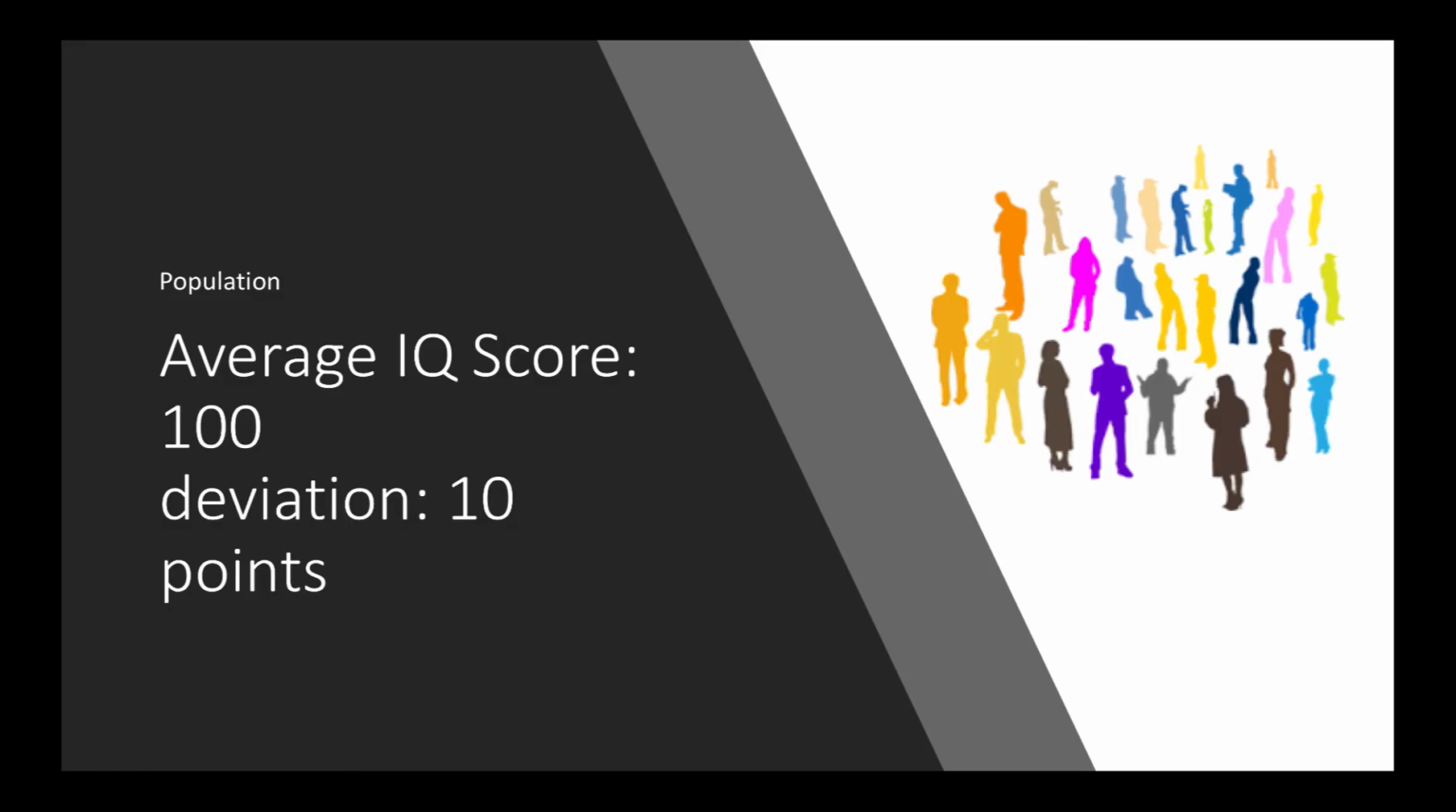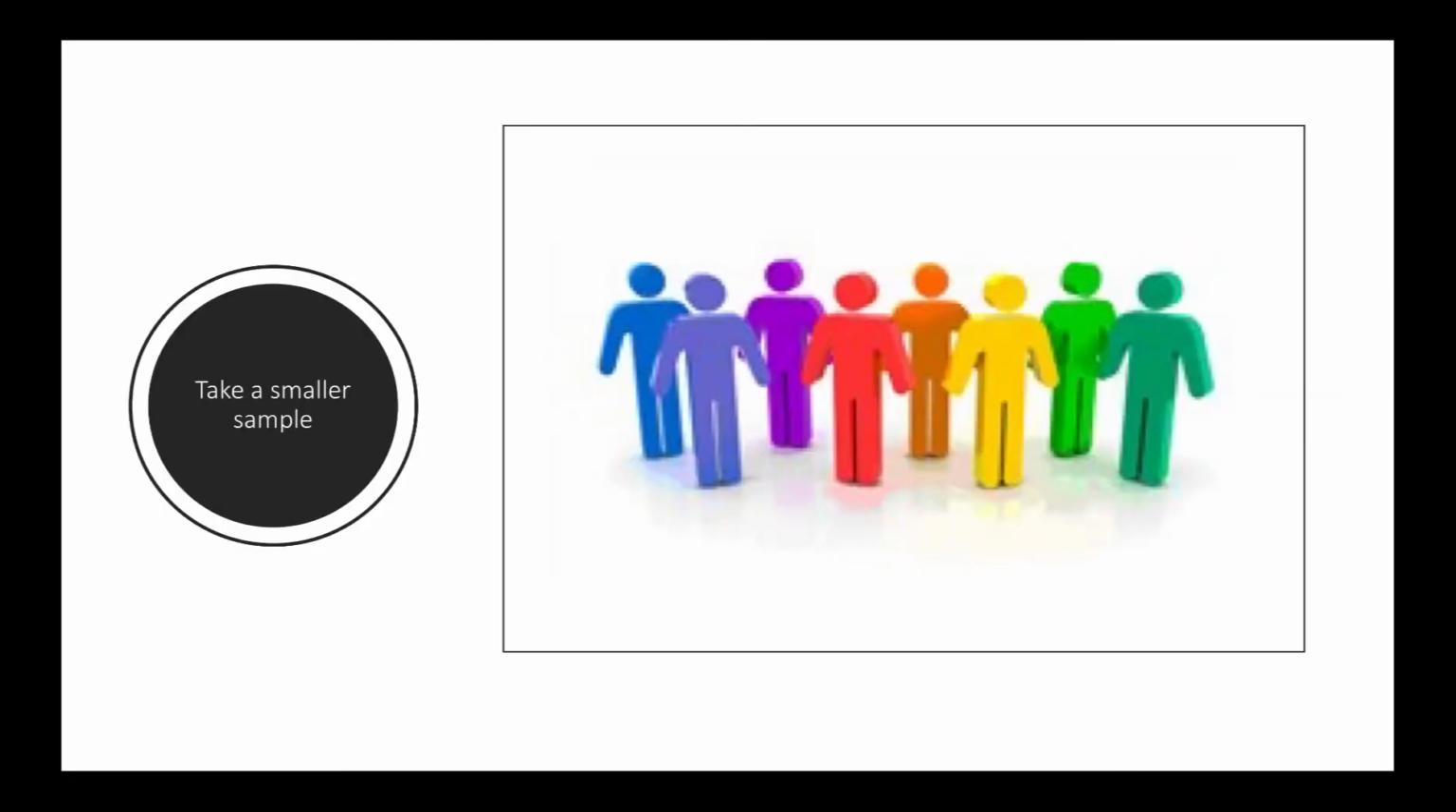We are aware that most of statistics deals with attempting to describe an entire population through the use of a smaller sample. Let's take a look at the population of students attending this college. The average IQ score was found to be 100 with a standard deviation of 10 points. Now we're going to take a smaller sample of 8 students and are interested in describing this particular sample. What is the average IQ score of just these 8 students?